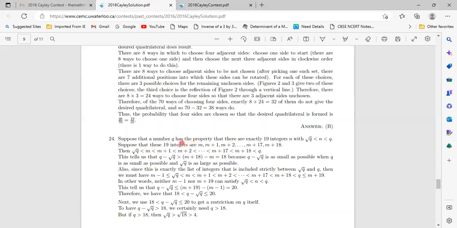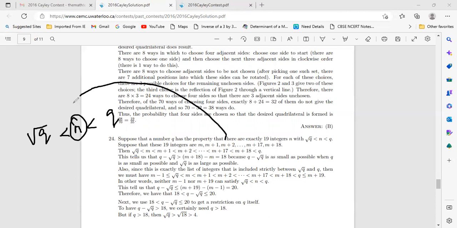They said q has the property that there are exactly 19 integers, which means from m to m plus 18, right? If you include m plus 1, m plus 2, I hope you are able to follow this statement. So if you include this inside the condition, square root of q less than n less than q, you just have to place these here. So that's what they have done here.